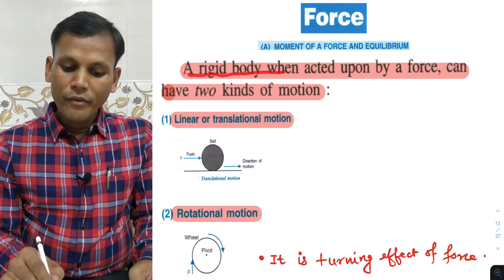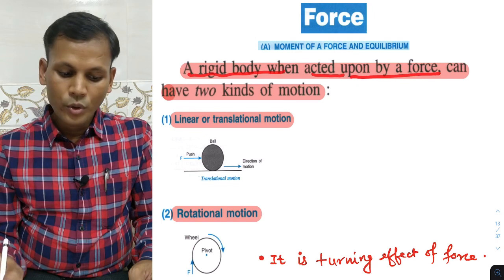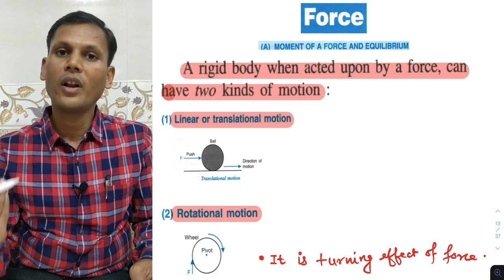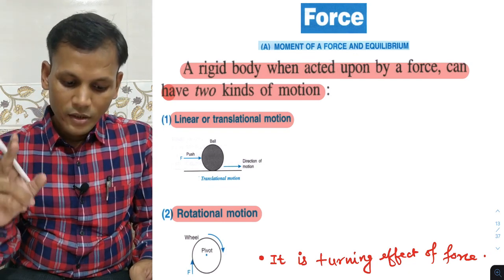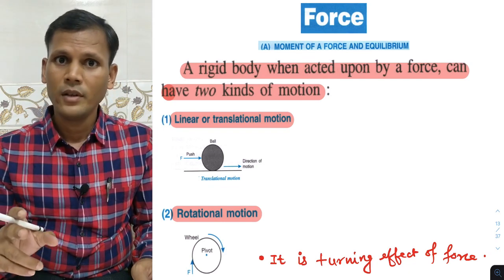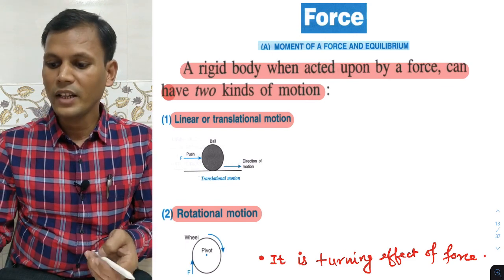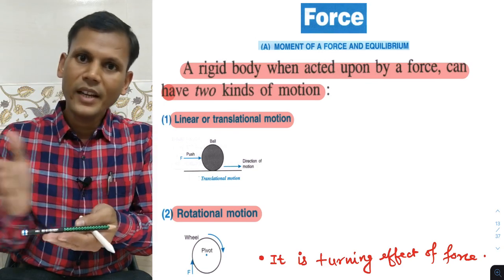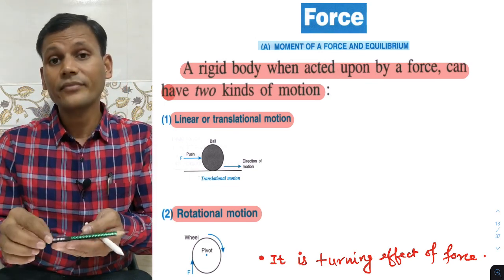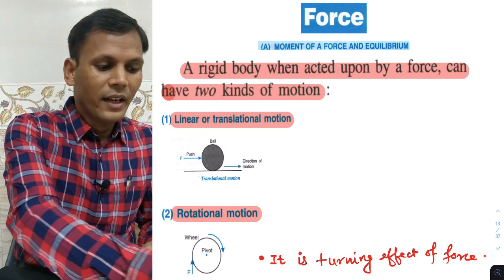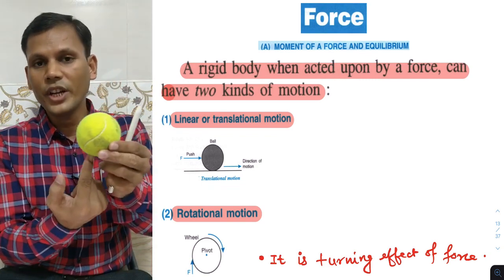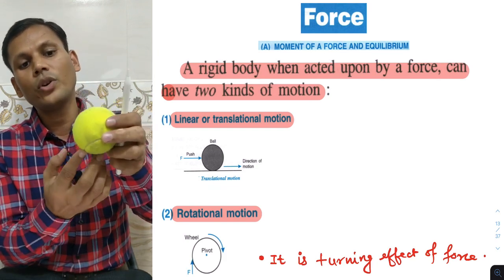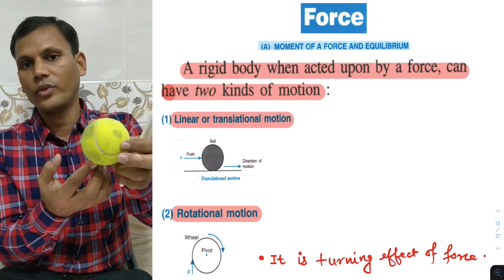A rigid body, when acted upon by a force, can have two kinds of motion. If we apply force on this body, it will move linearly, meaning in a straight line. And if a body's axis of rotation is fixed and we apply force on it, it will start to rotate.